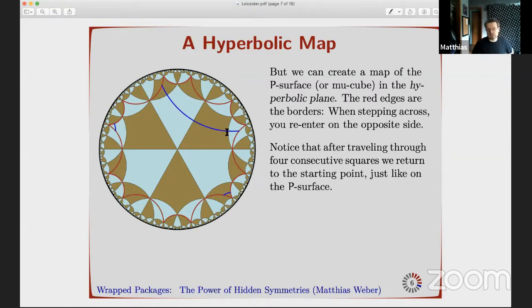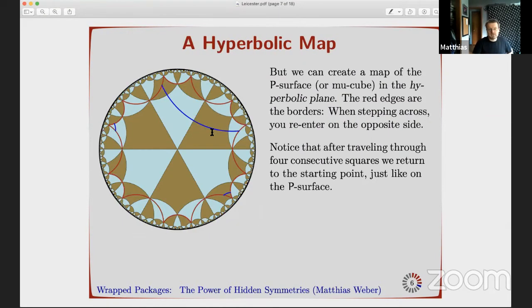And then you see what this closed curve does is it starts in a square, hyperbolic square. It hits an edge, enters the next square, goes to the opposite edge, enters a new square, continues. Now we use this so-called identification. So we go to the opposite side, which is here. We have followed this path, which is that segment here. So we continue to the opposite edge of that square, hit another edge, hit another edge, hit another edge, and after four steps, we are back where we are. So this is exactly the same behavior as we saw on the mu cube.